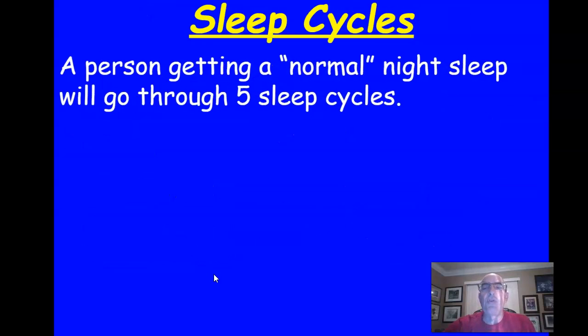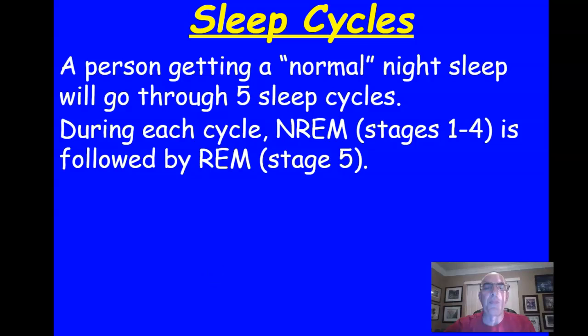For now, what we're going to do is talk about the different stages of sleep. During a night's sleep, we're going to go through maybe 3, 4, 5 sleep cycles. And during each sleep cycle, we're going to go through 5 different stages of sleep. Stages 1, 2, 3, and 4 are called non-REM. Stage 5 is called REM sleep. REM stands for rapid eye movement, and this is a behavioral characteristic of a dream state.